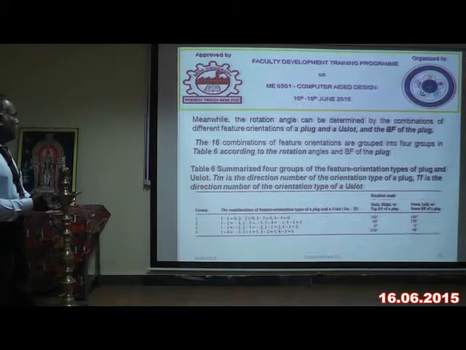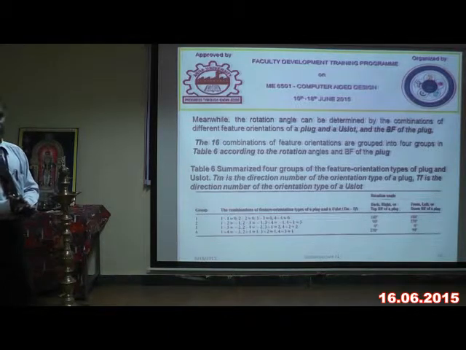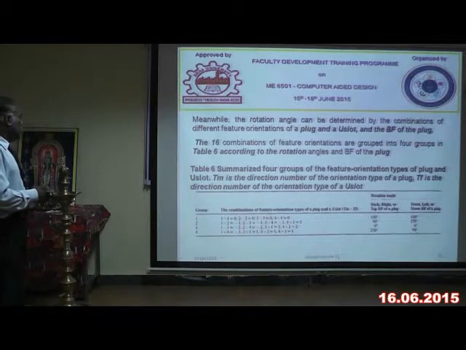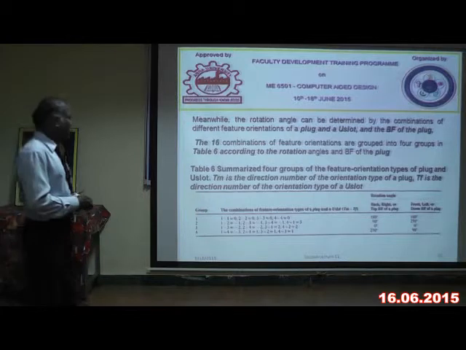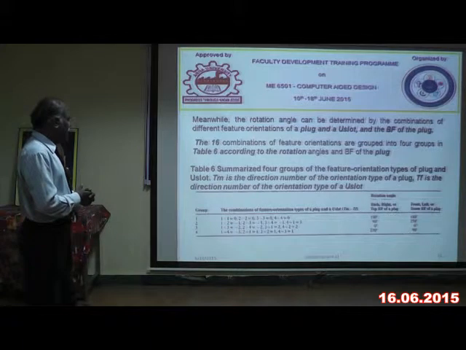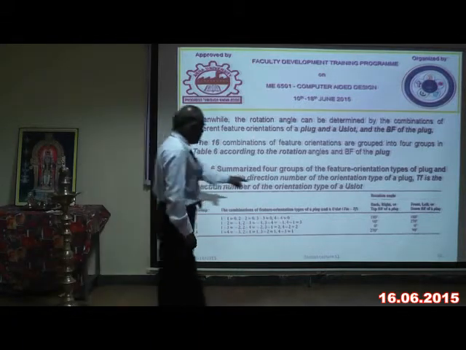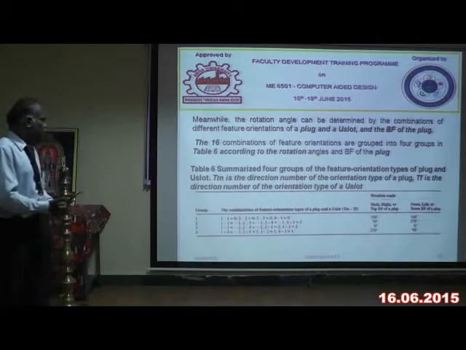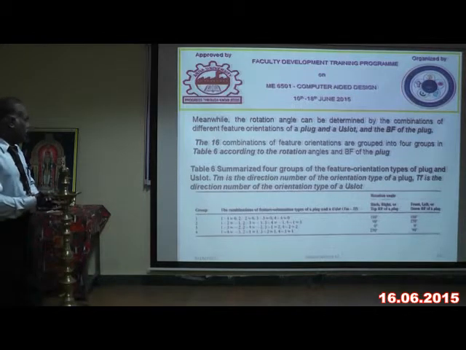The 16 combinations of the feature orientations are grouped into 4 groups. To simplify, the 16 possible combinations are brought into 4 groups in table 6 according to the rotation angles and the boundary faces of the plug. This summarizes the 4 groups of the feature orientation types of plug and U slot. TM is the direction number of the orientation type of the U slot, and TF is the direction number of the orientation type of the plug.